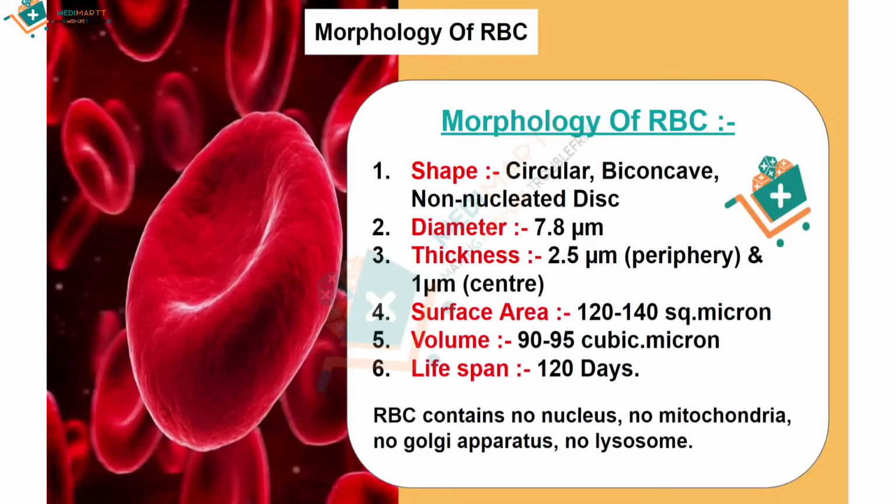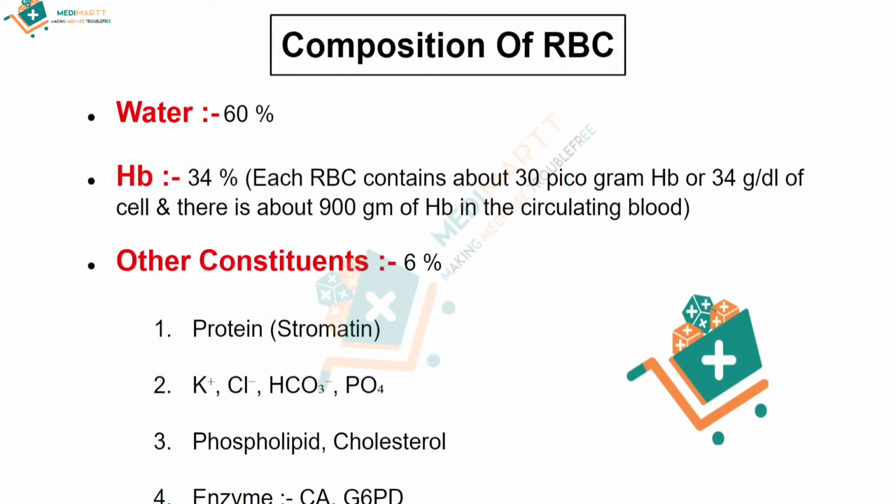All these things you just have to remember. There is nothing like understanding here, just remember all these things. Now RBC contains no nucleus, no mitochondria, no Golgi apparatus, no lysosome. This is the most important point, so please remember it very frequently.